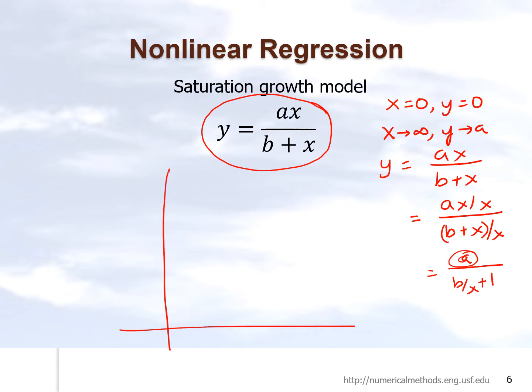And the way it looks is something like this. If this is y and this is x, and these are the data points for the saturation growth model, it'll look like this. So it's eventually going to saturate. It's going to start at 0, and eventually it's going to saturate to a constant value, which will be a.